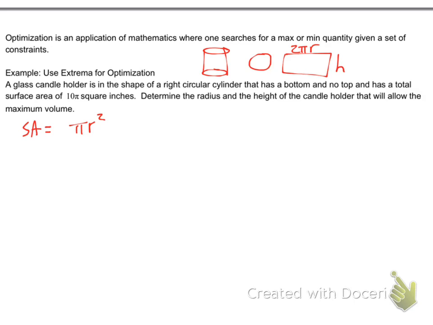So, 2 pi r times h plus pi r squared would be the surface area of that object. Can you guys agree with this? I take all the areas, add them up.